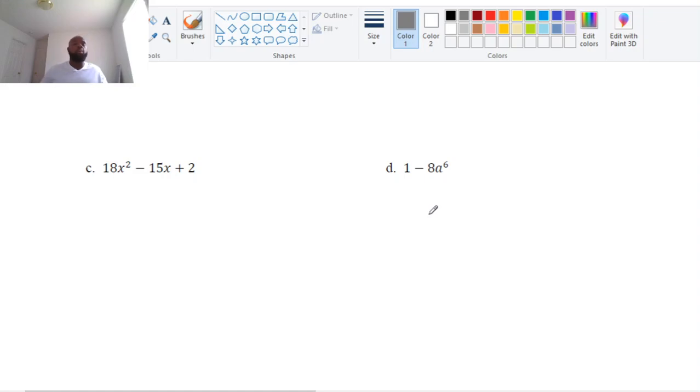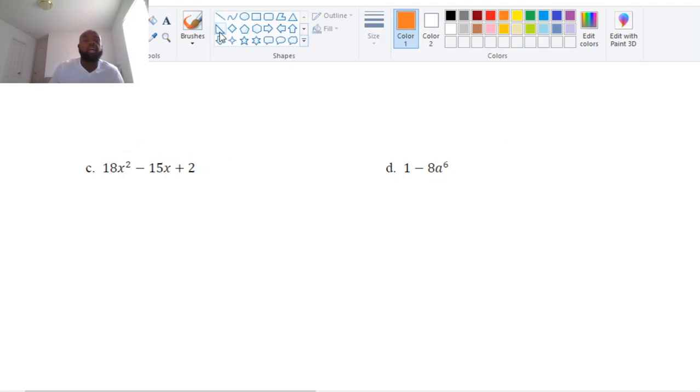Let's do another example. 18x squared minus 15x plus 2. I want to factor that completely. There's no GCF. I have 3 terms. Notice when I have these 3 terms, I have a squared term here, a linear term here, and a constant term here. But, if you notice, I have a number in front of the x squared. And so let's talk about how we can do this.